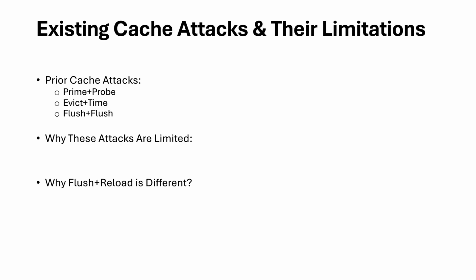Let's talk about the current cache attacks and their limitations. We have three main cache attacks that we can look at. First, Prime plus Probe, where an attacker fills a cache set with their own data, then waits for the victim to run, then checks which lines were evicted. The limitation of this attack is that there's no direct access to the victim's memory, so it has lower accuracy. Next, we have Evict plus Time, which measures the execution time of the victim's operation before and after evicting each cache line.